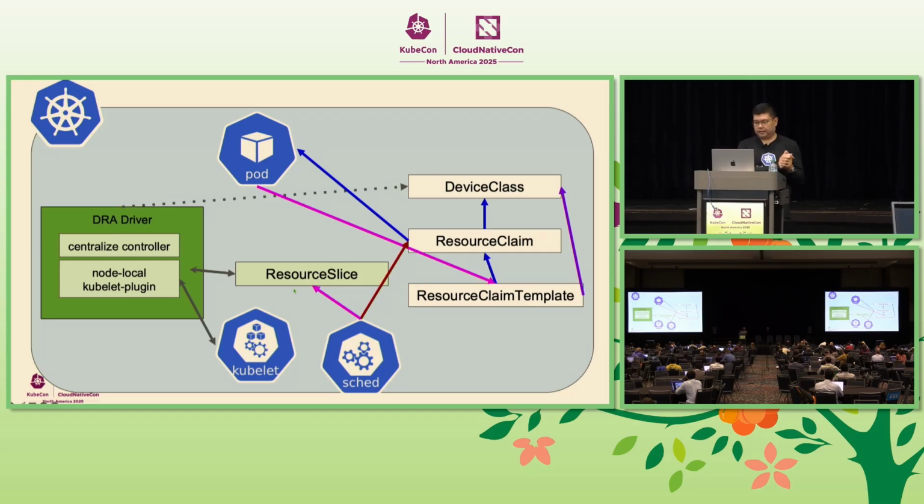And lastly, after finding an eligible resource slice for a pod's resource claim, the scheduler updates the resource claim with allocation details. The scheduler places the pod on the node that can access those allocated resources, and the device driver and the kubelet configure the device and the pod's access to that device.